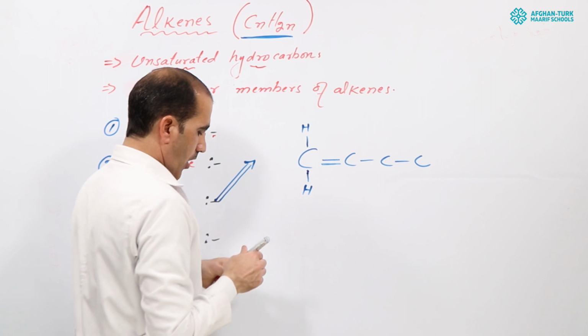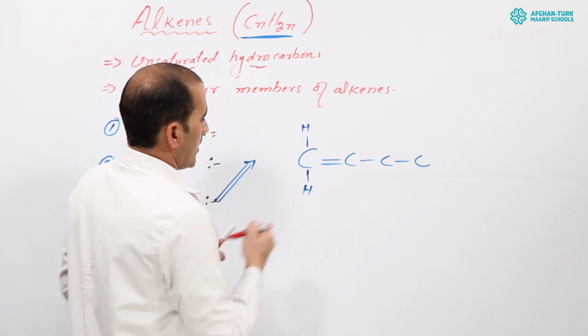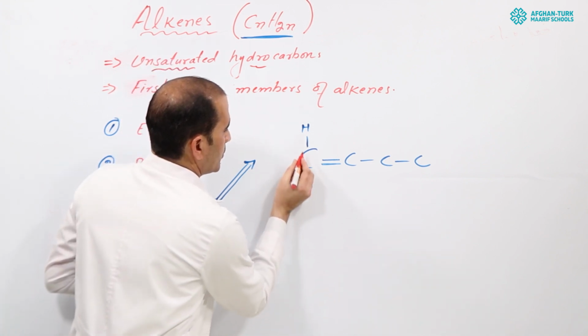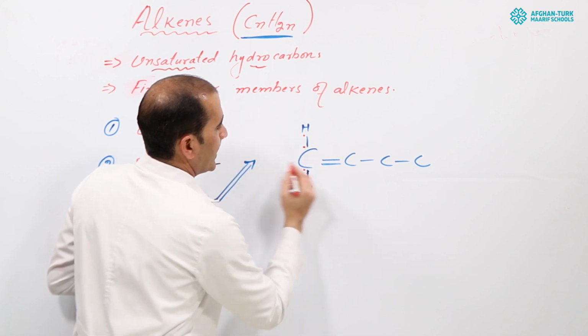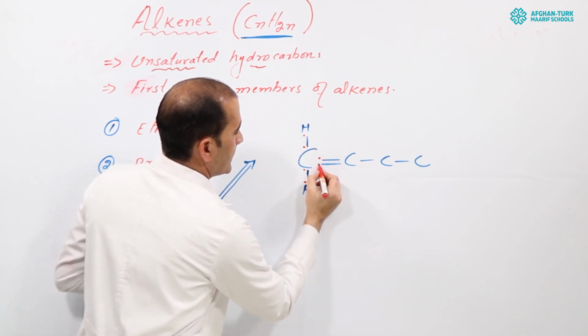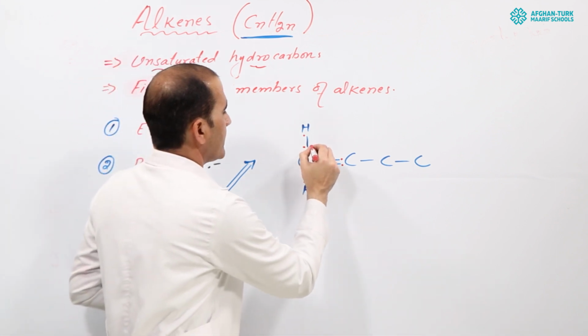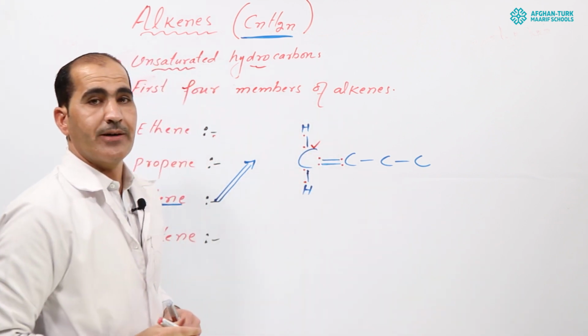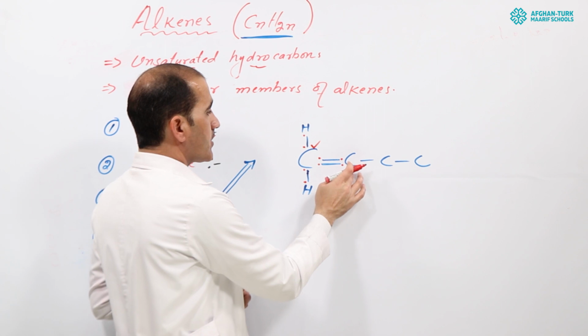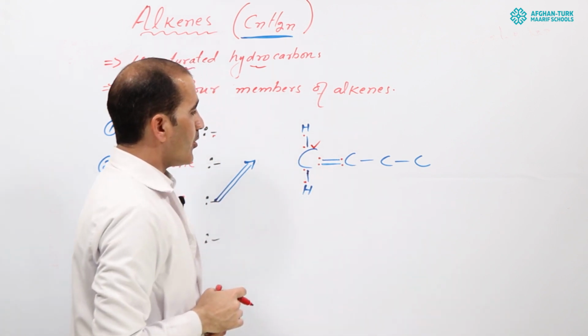So look here, how many electrons are here? 1, 2, 3, 4. 4 electrons, 5, 6, 7, 8. 8 electrons. So right now this one carbon is stable. Okay. Next one is this one. If you think about this carbon.